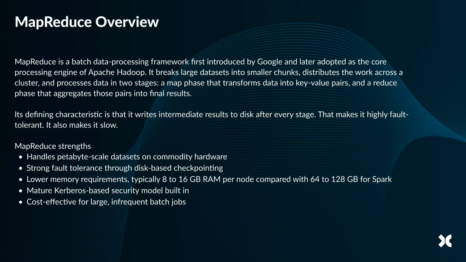MapReduce strengths: handles petabyte-scale datasets on commodity hardware. Strong fault tolerance through disk-based checkpointing. Lower memory requirements, typically 8 to 16 gigabytes RAM per node, compared with 64 to 128 gigabytes for Spark. Mature Kerberos-based security model, built-in. Cost-effective for large, infrequent batch jobs.